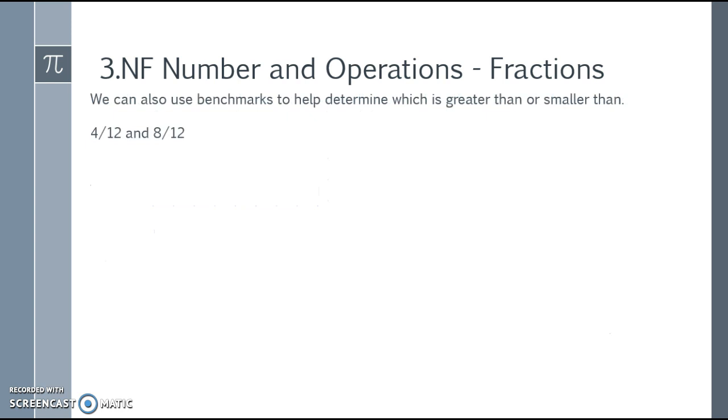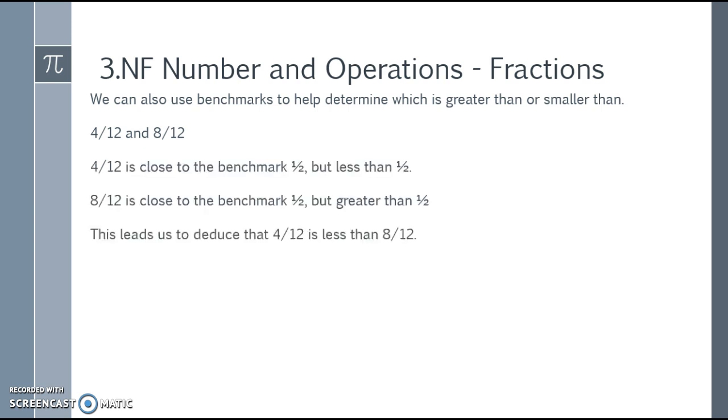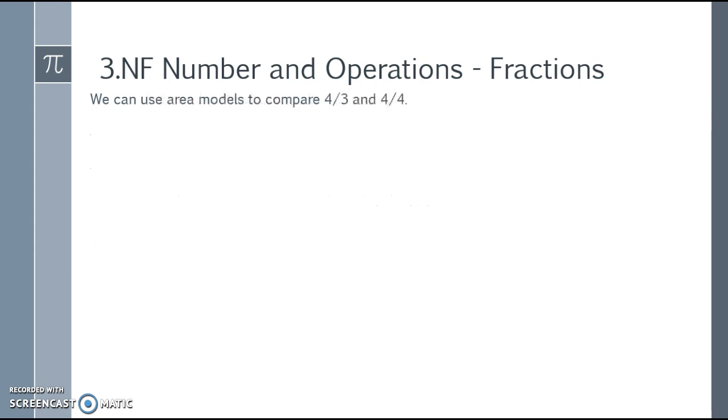We can also use benchmarks to help determine which is greater than or smaller than. So I have 4/12 and 8/12. 4/12 is close to the benchmark 1/2 or 6 copies of 1/12, but still less than 1/2. Further reasoning suggests that 8/12 is close to the benchmark 1/2, but greater than 1/2. This can lead us to deduce that 4/12 is less than 8/12, based on their location and how close they are to our 1/2 benchmark.